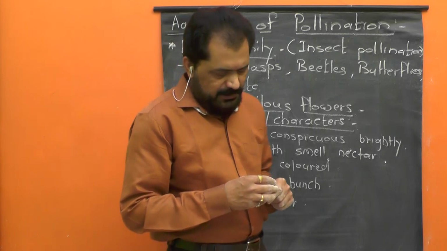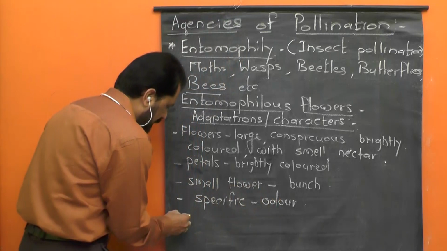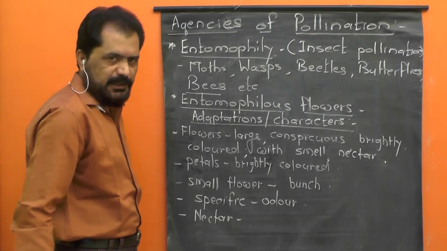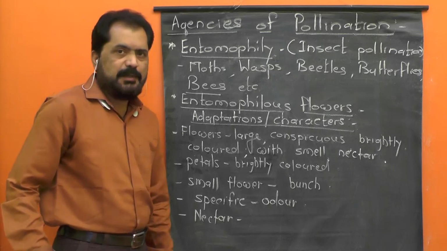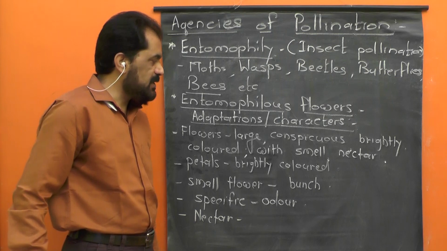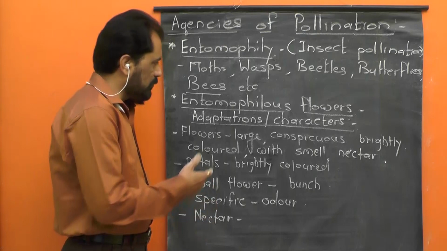So the entomophilous flowers produce specific odor. Next, these flowers produce nectar. You know, nectar is a sugary material, sweet material secreted by the nectaries. Because you know that nectar is the main source of food for insects, and therefore the insects visit the flowers just to suck the nectar. So these flowers produce the nectar.